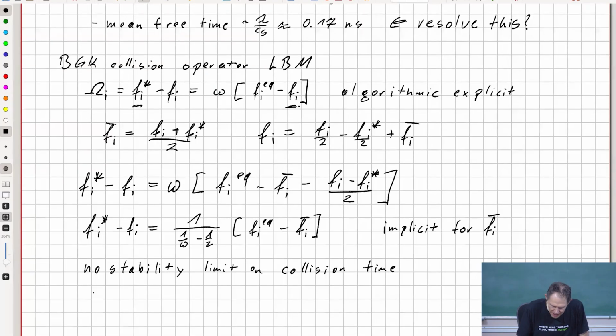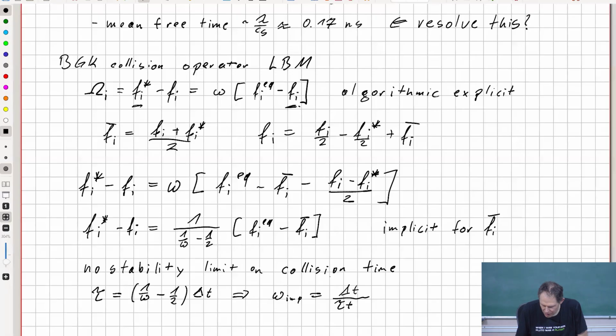And the thing now is that our tau can be described as 1 over omega minus 1/2 times delta t. Or otherwise, we can say that omega implicit is basically delta t divided by tau plus 1/2 delta t, in our implicit BGK.